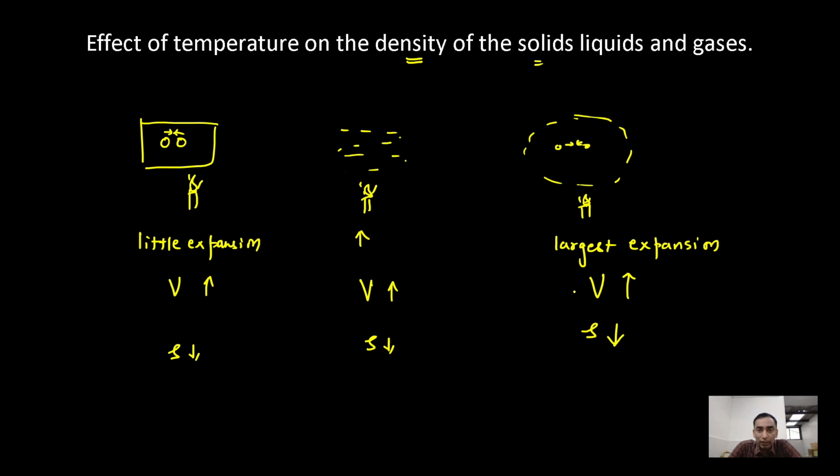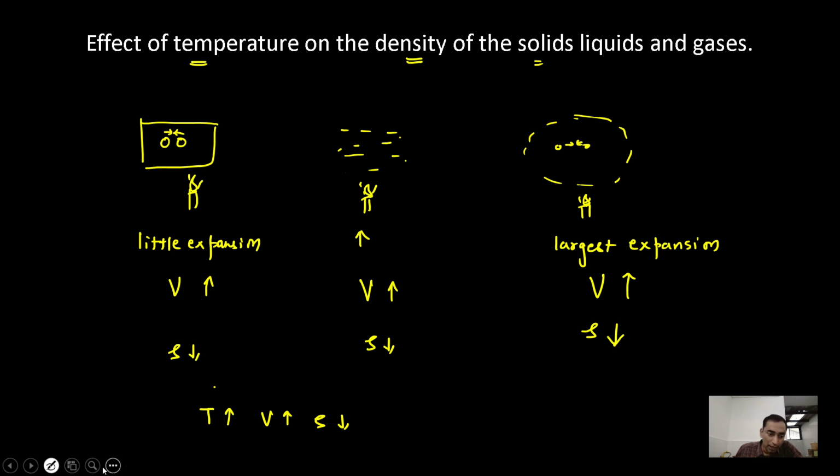So in short, when you heat up solids or liquids or gases, the volume expands and the density decreases, and that is the impact of temperature. So temperature increases, volume increases, density decreases. Now this doesn't happen with water between 0 to 4 degrees Celsius. We call that the anomalous expansion of water.